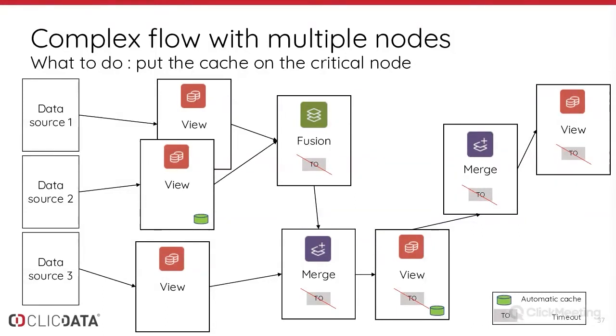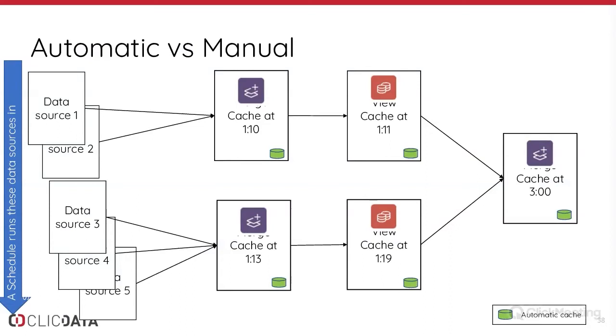Okay, and then the last example here. So we have an automatic versus manual case here. We have these 4 data sources, which are updated via a schedule that runs them in sequence. I'm sorry, this is a bit cut off, but definitely we have a merge here and a view here and another merge here, but that doesn't really matter. What is important is the time when the cache was built.